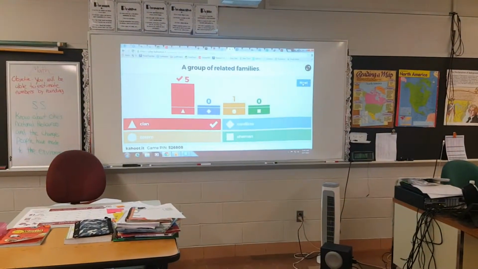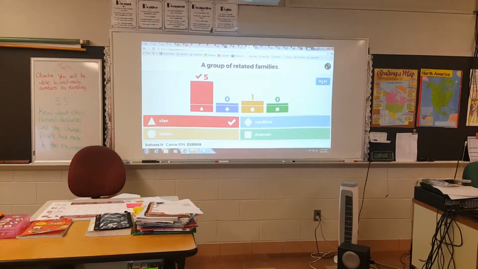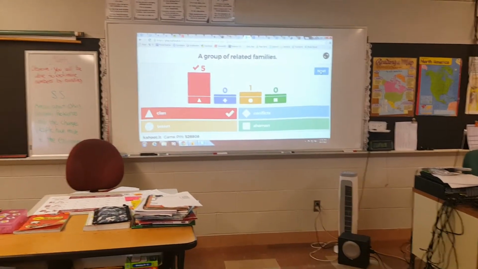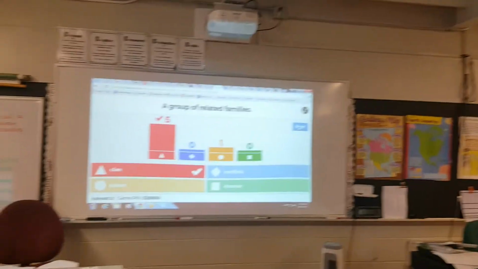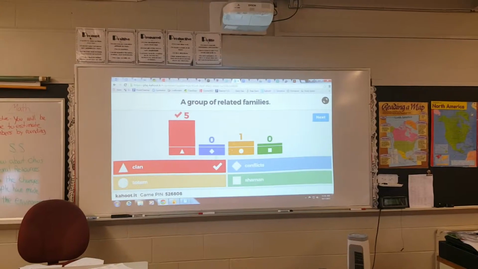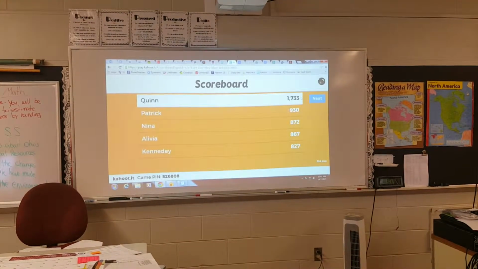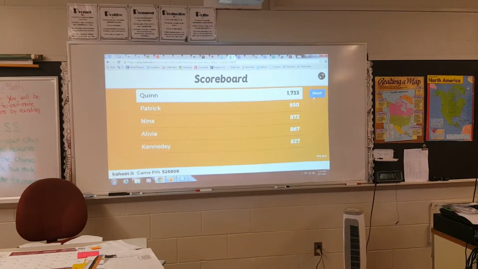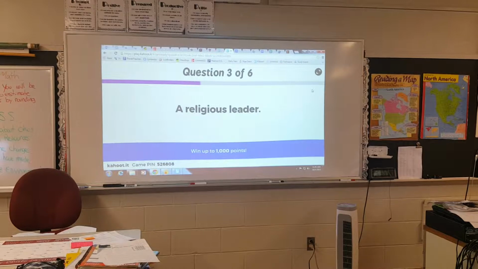In this case, it looks like most of the students know what a group of related families are, so there's probably no need to do a whole lot of discussion with this one, seeing how most of the students know, and the correct answer obviously is clan. Hit next. You can see the new scoreboard with the new results up there. Hit next for the 3rd question.